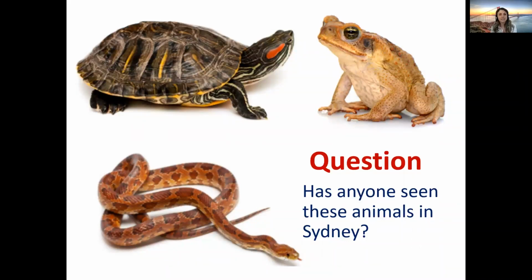So the top left is a red-eared slider turtle, and the bottom left is a corn snake. And both of these species originate from America, and they're quite popular pets. In the 50s, the red-eared slider turtle was a really popular pet. And it's also popular in Asian cultures as well. So they have quite a spiritual belief around this animal and its release.